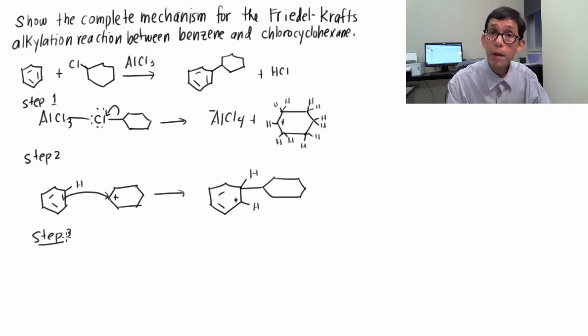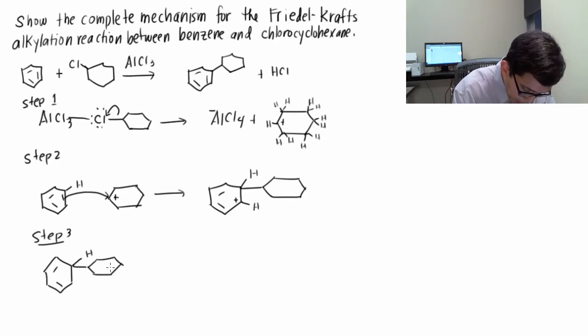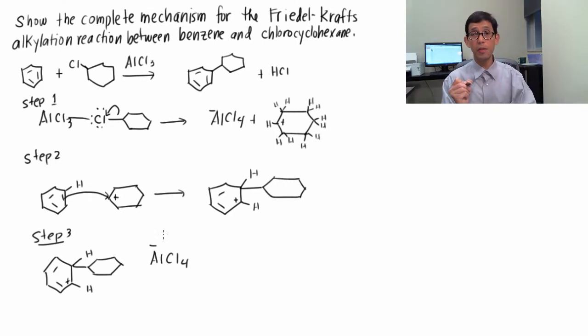This is what happens. The starting material in step 3 is the product in step 2. H and the cyclohexane, and you have the plus charge there. You did produce AlCl4 minus in step 1, so it re-enters the picture. AlCl4 minus, you have a minus charge on the aluminum. So benzene is unhappy because the aromaticity was lost.